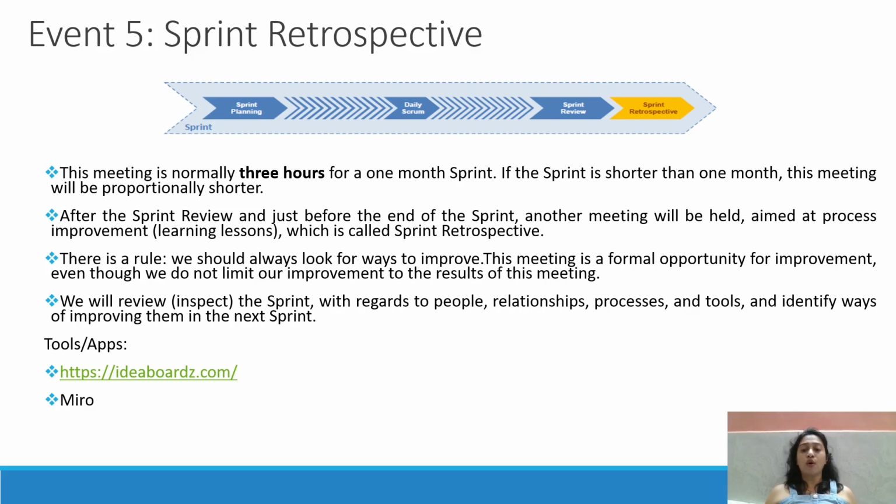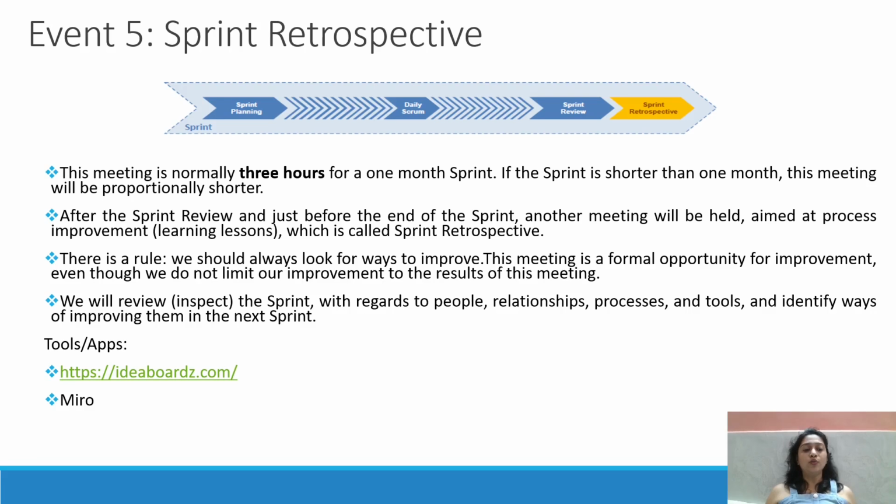This meeting is a formal opportunity for improvement, even though we do not limit our improvement to the result of this meeting. Okay, so we will review and inspect this sprint with regard to people, relationships, processes, tools as well, tool software or everything, okay, everything. Okay, impediments or any conflicts or anything, and identify ways of improving them in the next sprint.